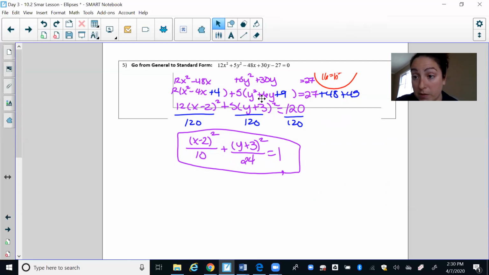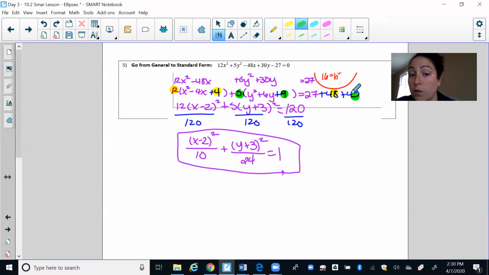So now we complete the square, and we have 4 divided by 2 is 2. 2 squared is 4, but I didn't actually add 4. I added 12 times 4, so 48. And then 6 divided by 2 is 3. 3 squared is 9, but I didn't actually add 9. I added 5 times 9, so 45.